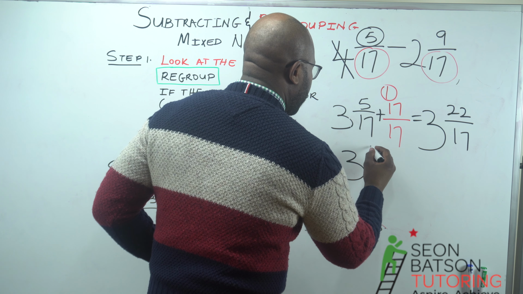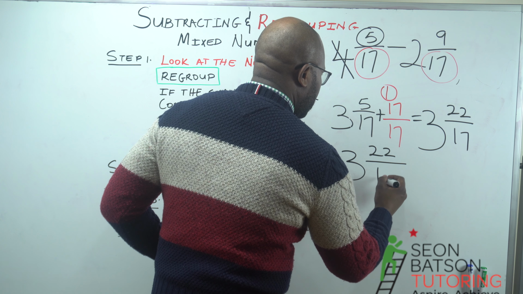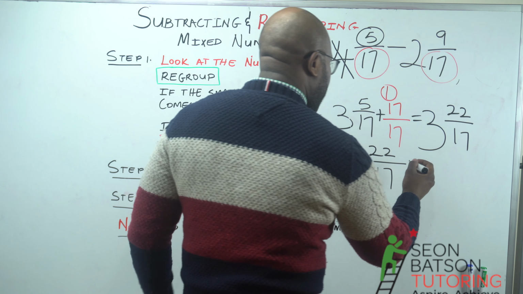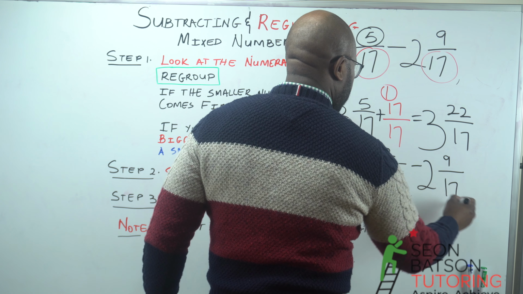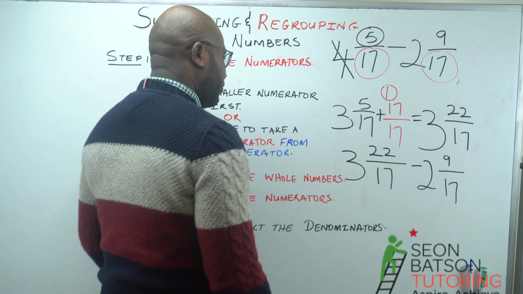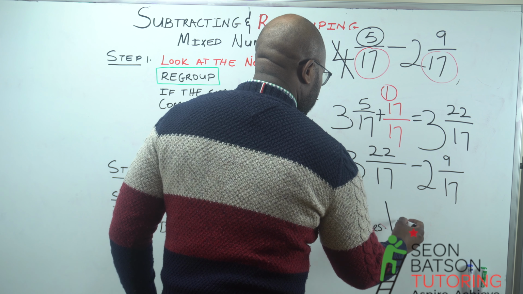Mission accomplished. Because look what now? We no longer have 5 first. The numerator that comes first is now 22, which is bigger than the 9. Yes? So now we can subtract. Yes? So we first subtract the whole numbers. 3 minus 2 is 1.